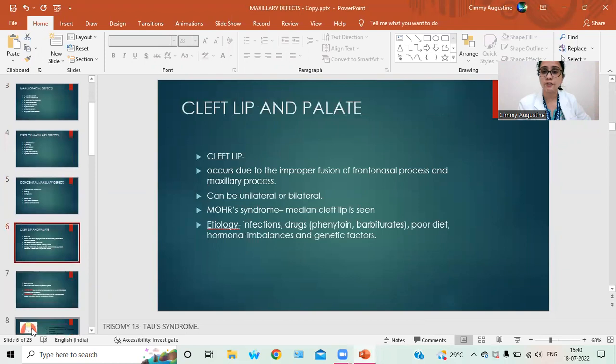Now, coming to cleft lip and cleft palate. Cleft lip occurs due to the improper fusion of the frontonasal process and the maxillary process. It could be unilateral or it could be bilateral. In Mohr syndrome, a patient has median cleft lip. Now, what could be the etiology? It could be because of some infections, drugs like phenytoin or barbiturates, poor diet, hormonal imbalances, or genetic factors.